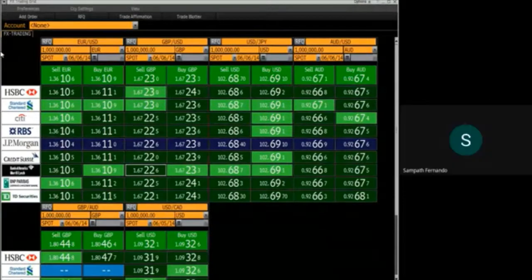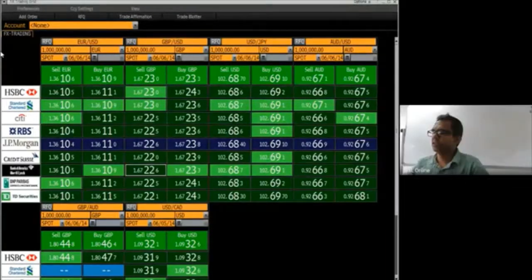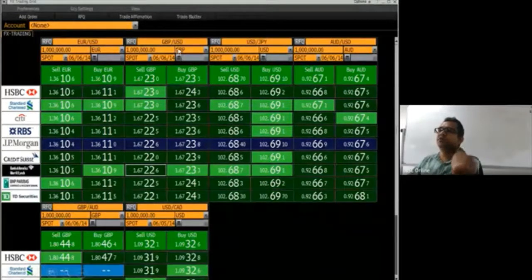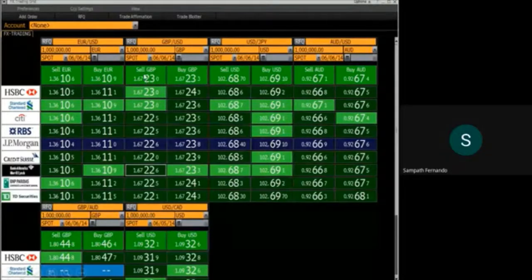Is it clear? Yeah. Say if you click on this, say GBP USD 1.6723, this sell. When you click on this, on the best trade, who is going to sell or who is going to buy? How do you select it?